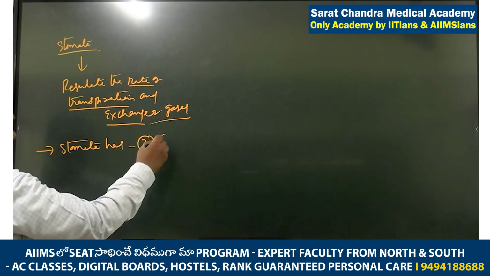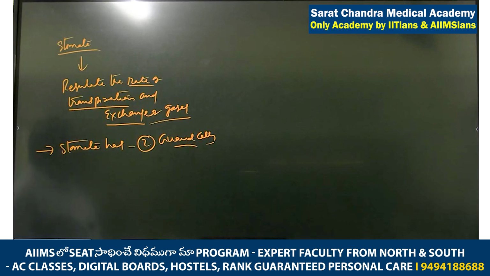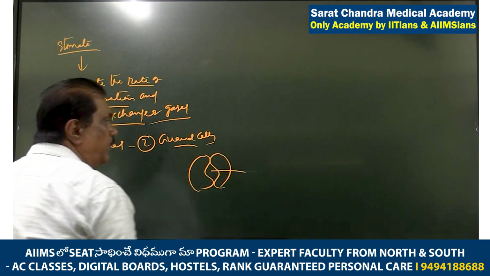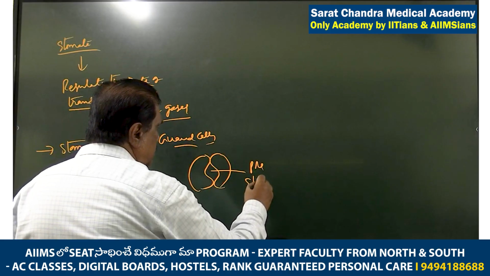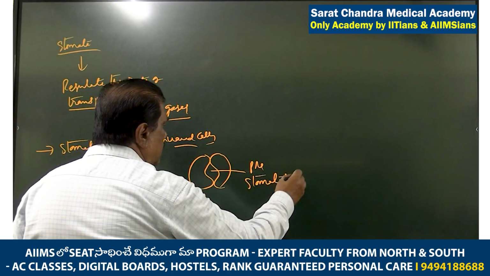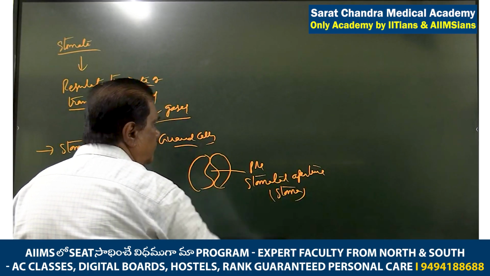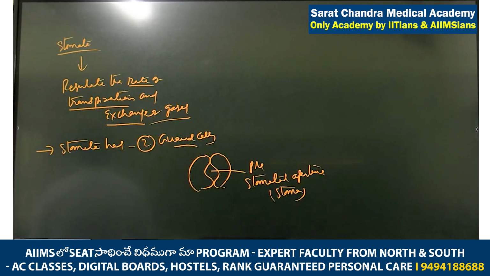Stomata has two guard cells. Generally, stomata have how many guard cells? Only two. This is a guard cell. In between the two guard cells there is a pore, called the stomatal aperture. It may also be called a stoma. Stoma means stomatal pore, present between the two guard cells.